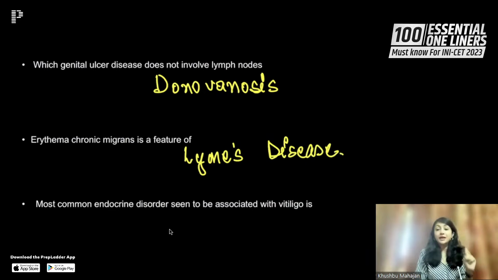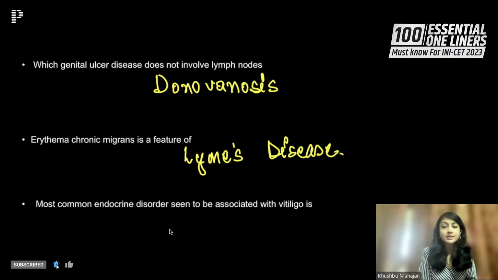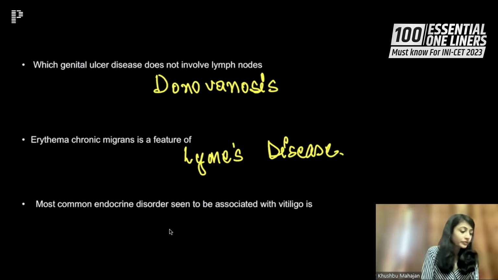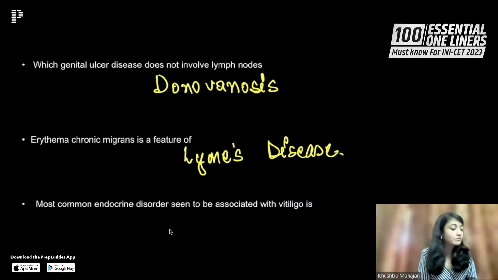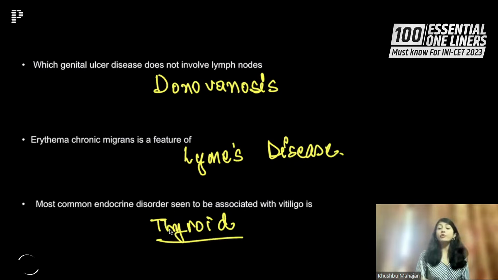So I hope it is clear. Target lesion you see in erythema multiforme, erythema chronicum migrans you see in Lyme's disease. Next question, most common endocrine disorder which is seen to be associated with vitiligo is? Yes, you're right. Lyme's disease is caused by Borrelia burgdorferi. That's also the correct answer. And yes, it is the thyroid disorders which are most commonly associated with vitiligo. If you ask me the commonest among the thyroid disorders, it is Hashimoto's.